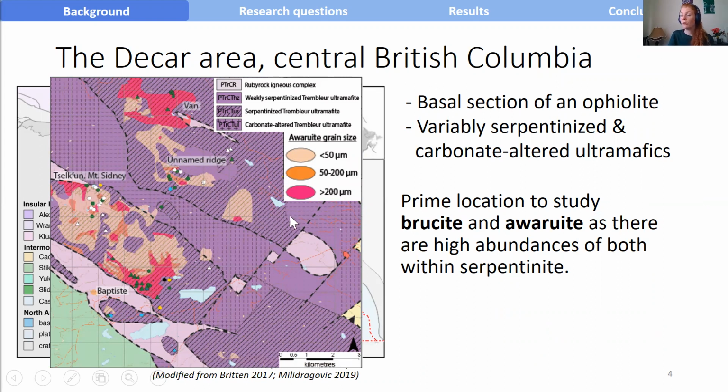There's also mapped the awaruite grain size and sample locations for this study. This area is the perfect place to study brucite and awaruite, as they have been shown to be in high abundances in this area.